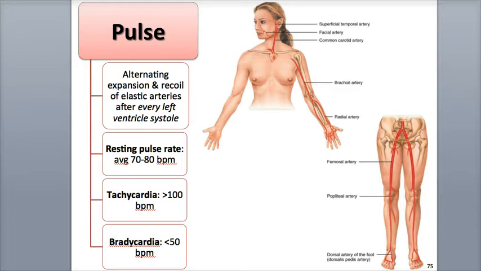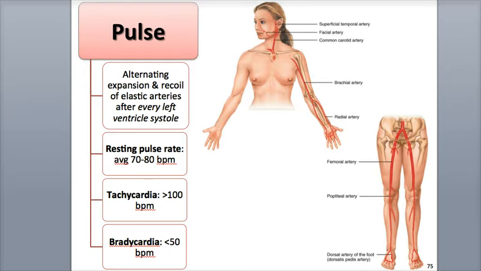Pulse is a pressure wave created by the alternating expansion and recoil of elastic arteries that occurs after each contraction of the left ventricle. The arteries nearest to the heart have the strongest pulse, which then weakens in the arterioles and is absent in the capillaries.